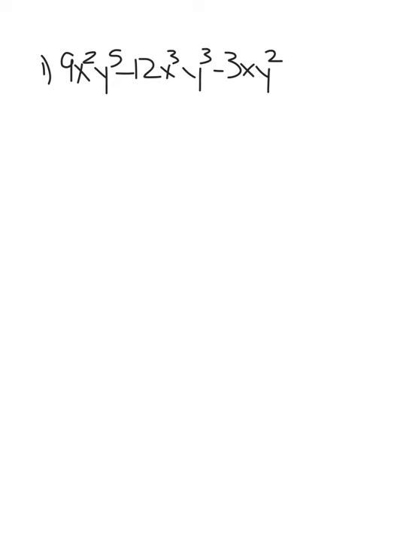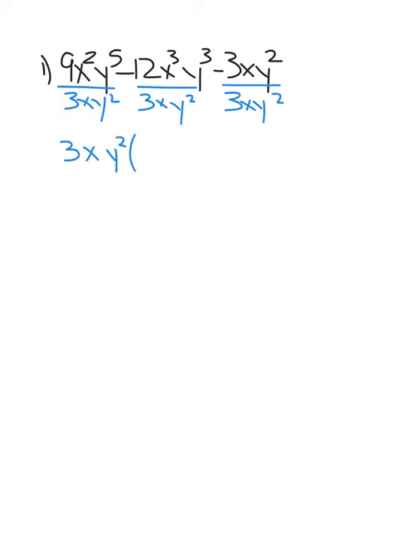When I'm looking through this problem, I see that 9, 12, and 3 all have a number in common, right? We can divide 3 out of all of those. And then x squared, x^3, and x, we can divide an x out of all 3 of those. And then we have y^5, y^3, and y squared. They all have y's, and they can all take out a y squared. So my GCF for this problem is 3xy squared. Make sure your GCF goes out front when you're factoring.